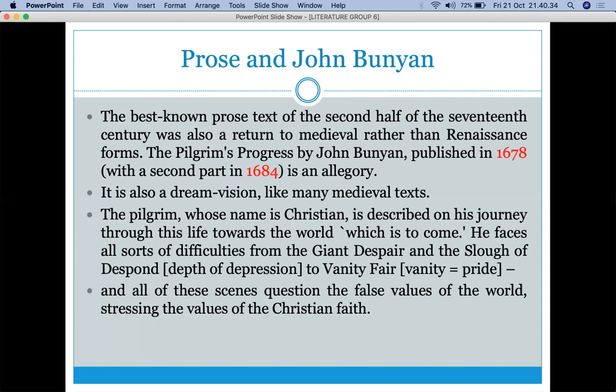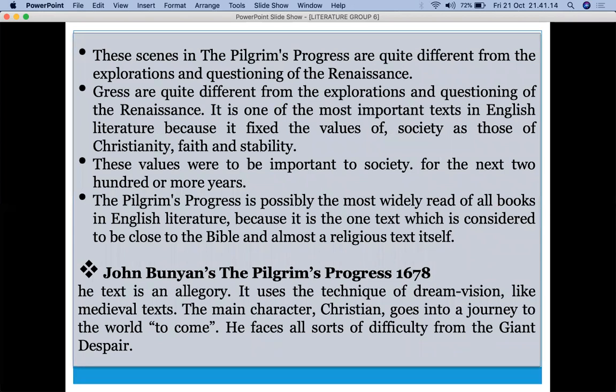The pilgrim, whose name is Christian, is described on his journey through this life towards the world which is to come. He faces all sorts of difficulties, from the Giant Despair and the Slough of Despond, the deep of depression, to Vanity Fair, or vanity equals pride. All of these scenes question the false values of the world, stressing the values of the Christian faith. The scenes in The Pilgrim's Progress are quite different from the exploration and questioning of the Renaissance.